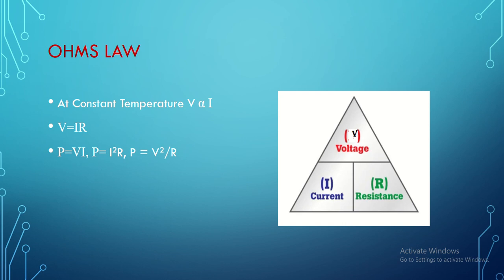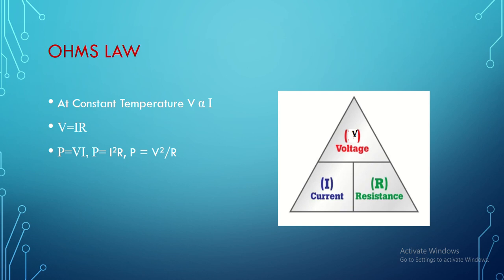Next, very important for our electrical students is Ohm's law. It is very important. Ohm's law works only at constant temperature. So, stating Ohm's law: at constant temperature, the potential difference between two points, that is voltage, is directly proportional to the current. So V is proportional to I, V is equal to IR.